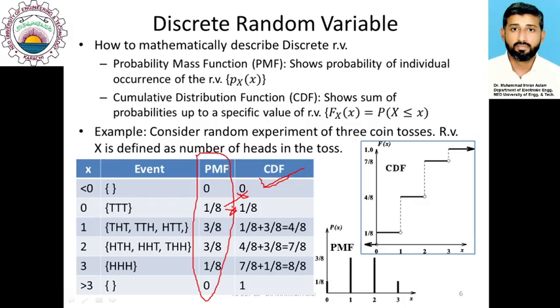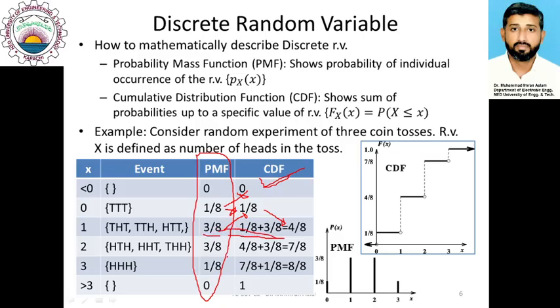For next, for x equal to 1, we have the probability equal to 3 by 8. So what is CDF? If I add this 3 by 8 with this 1 by 8, you can see that the total probability comes out to be 4 by 8. So it actually represents the sum of all probabilities until this point.